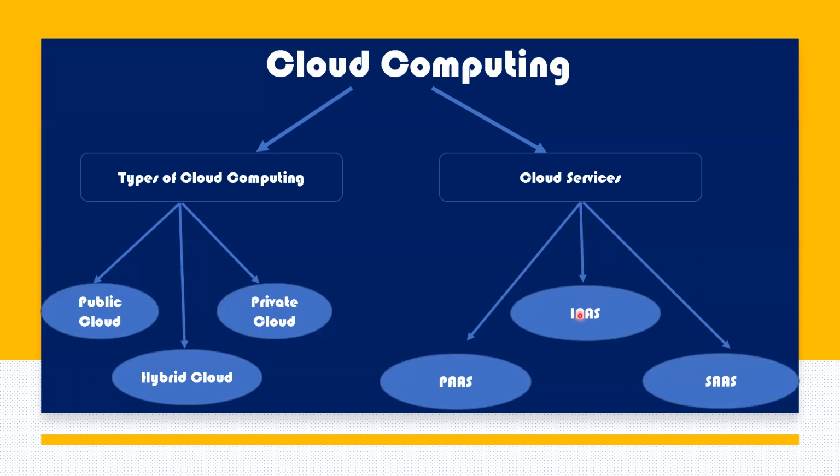IaaS, just you are going to get only the environment, and the rest of the softwares, whatever you want to use, you are going to install it. PaaS, platform as a service, along with the environment, you can get the software also. Using the software, you can do the development. So it's a platform as a service. SaaS is a developed application you are going to purchase. It's like a ready-made application already developed. So that application, if you want to use it, you can do it.